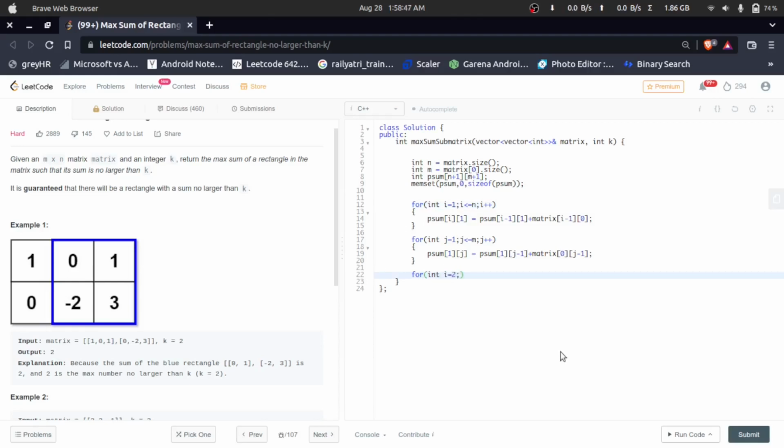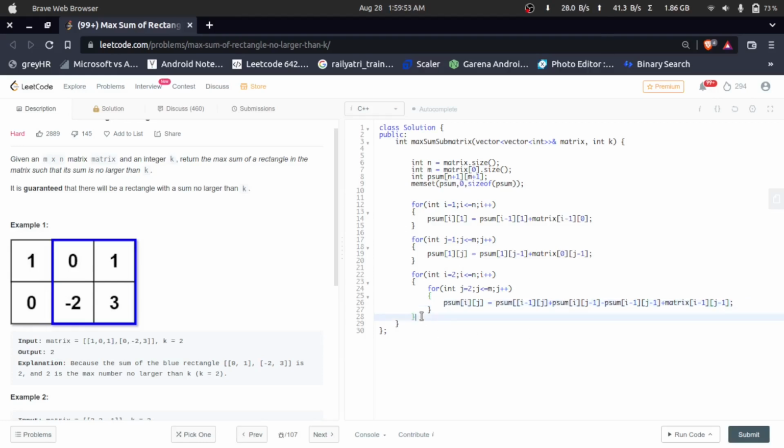So i is here 2, i less than or equals to n, i plus plus, and for integer j equals 2, j less than or equals to m, j plus plus. From there, prefix sum of i of j is equal to prefix sum of i minus 1 of j from the previous row, adding also the left one, prefix sum of i of j minus 1, and then I deduct the prefix sum of i minus 1 and j minus 1, and then add matrix of i minus 1 and j minus 1.